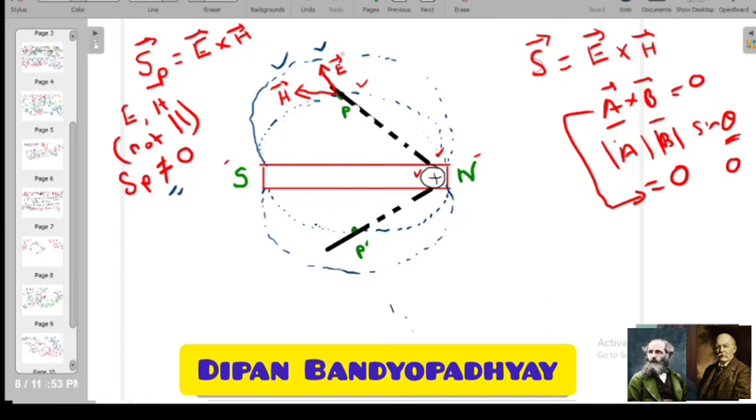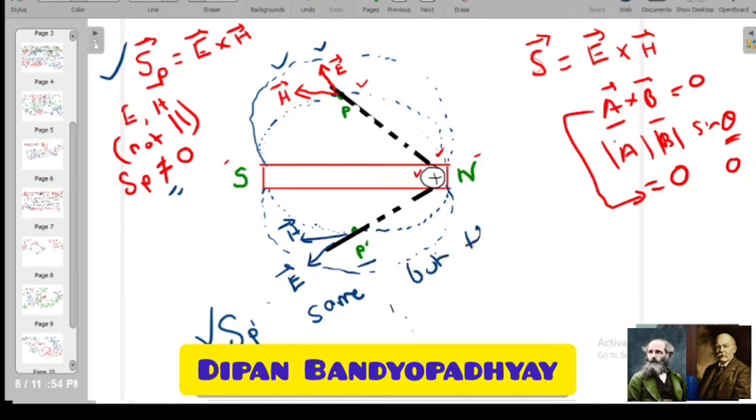So if I consider another point symmetrical to this P, say P dash, here we have the electric field direction, say like this, and H will be like this. Since P and P dash are symmetrical to each other, the magnitude of SP and SP dash will be the same, but their direction is opposite.